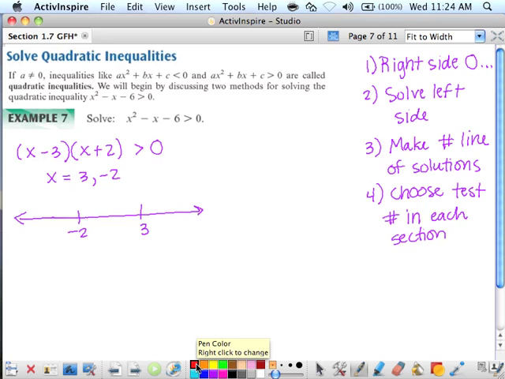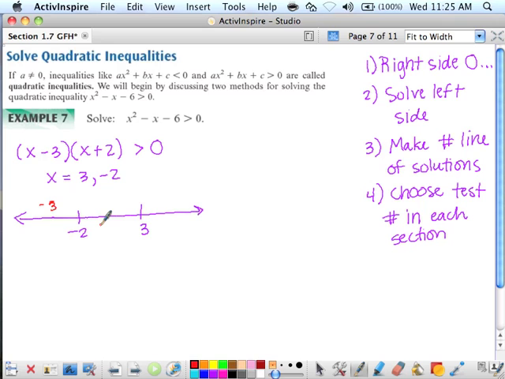Give me a number between negative infinity and negative 2. Negative 3, negative 4, negative 5. I try not to use giant numbers, but it really doesn't matter. I usually just pick something kind of close, negative 3 or negative 4. Let's use negative 3 as our test number.